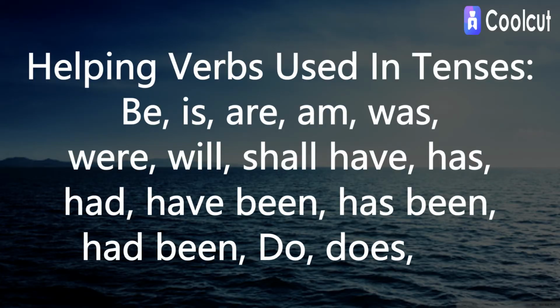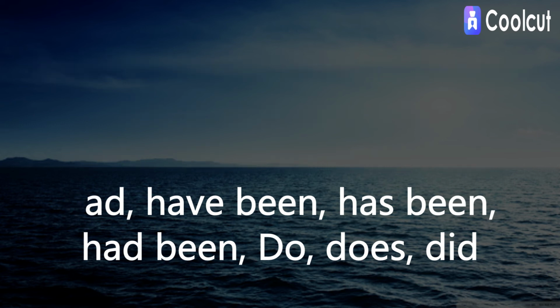Helping verbs used in tenses are generally forms of be, which are is, are, am, was, were, will, shall, have, has, had, have been, has been, had been, do, does, and did. So these are all the helping verbs which we are using in different tenses.